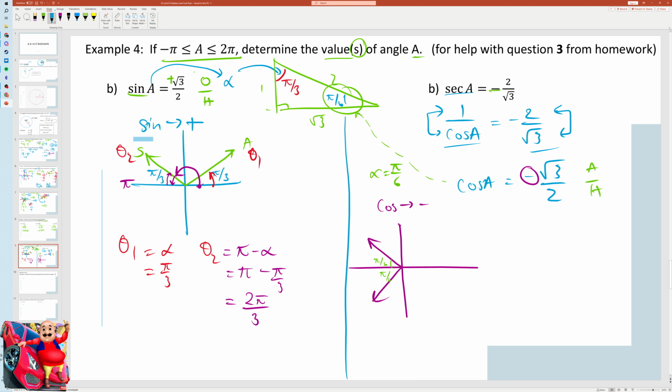We can now label both of those. Our theta 1 answer, I shouldn't have called them theta, I'm so sorry. We used the letter A. Let's call them A1, answer 1, and A2, answer 2. To get to A1, we are going to rotate to the closest x-axis and then move by alpha. So that's equal to pi minus pi over 6, which is equal to 5 pi over 6. To get to A2, we're still going to rotate by pi, but we need to rotate further. So we're going to rotate by pi and add a pi over 6, giving us 7 pi over 6.